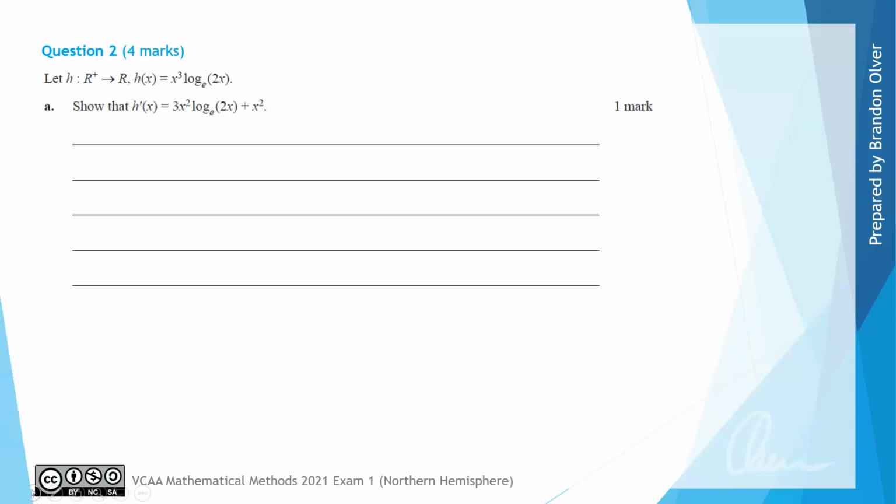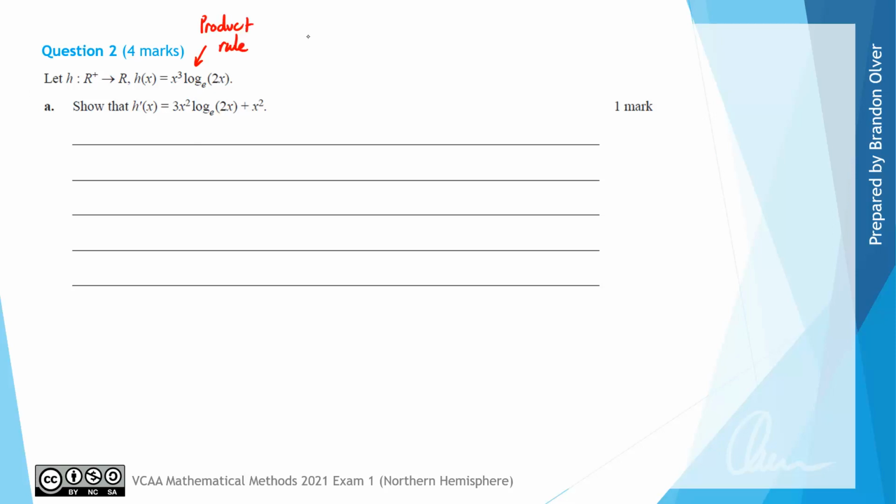For question 2, we let h be the function with a domain of all real positive numbers and a rule h of x equals x cubed log e of 2x. For part A, we want to show that the derivative of h is equal to 3x squared log e of 2x plus x squared. So if we want to differentiate x cubed log e of 2x, we can first of all recognize that it's two functions being multiplied together. So we're going to use the product rule.